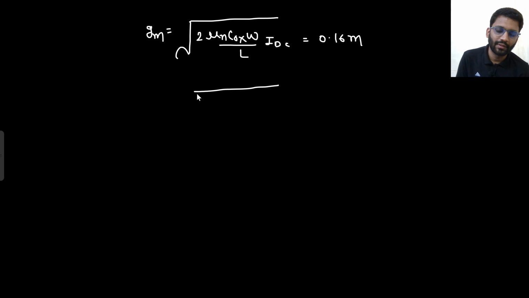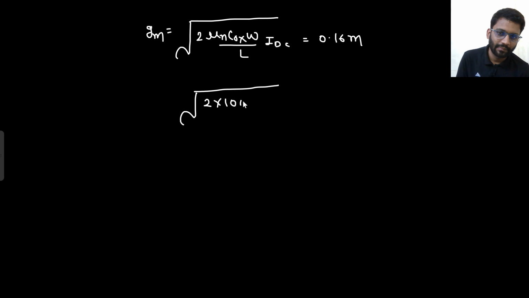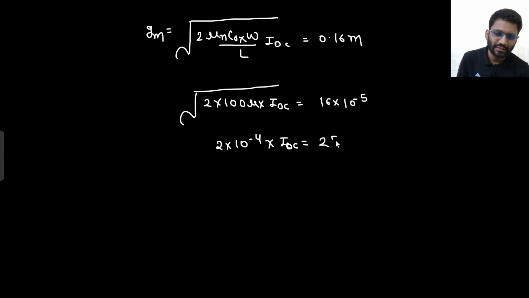So root of 2 mu n Cox W by L is 100 micro, into IDC. That would be equal to 16 into 10 to the power minus 5, right? It would be 2 into 10 to the power minus 4 into IDC is equal to 256 into 10 to the power minus 10. So IDC here would be 256 by 2, which is 128, and this would be 10 to the power minus 6. So IDC would be 128 microampere.